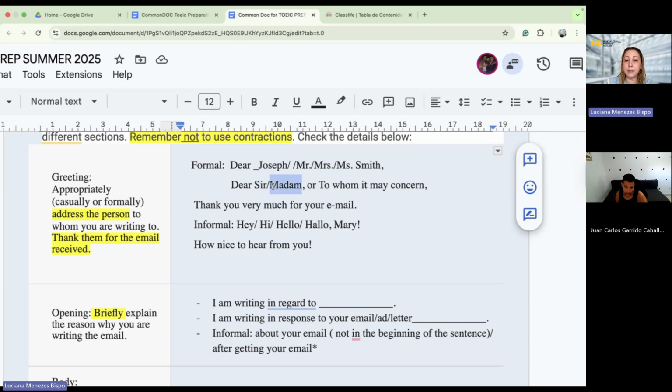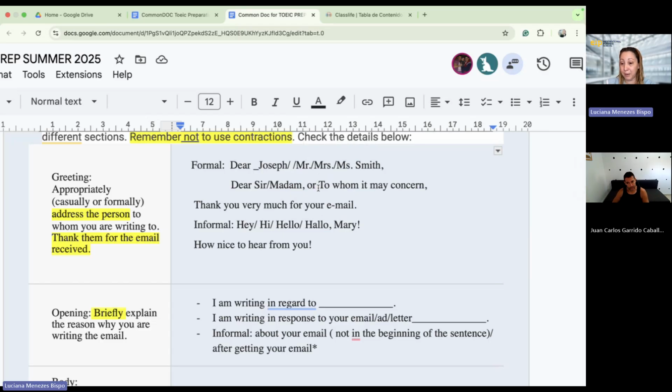Every time we use Dear Sir or Madam, we are not going to use the names. So sometimes the students may say, Dear Sir Joseph. That's not how it works in English. If you don't know the name of the person, you have these two options, Dear Sir or Madam, or To whom it may concern. Why do we have two options? Because you're going to write two emails.